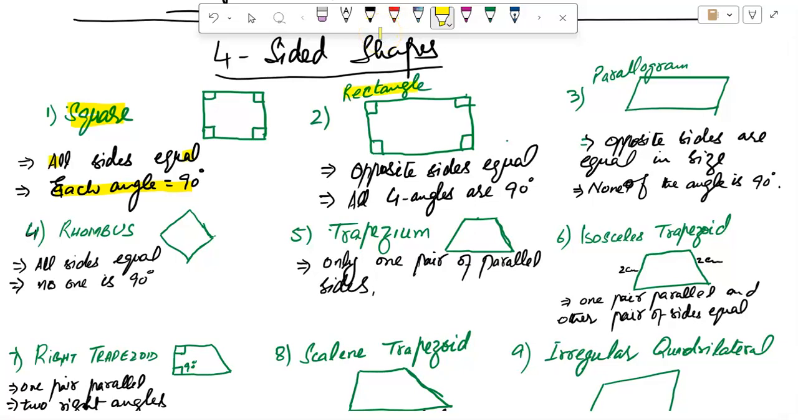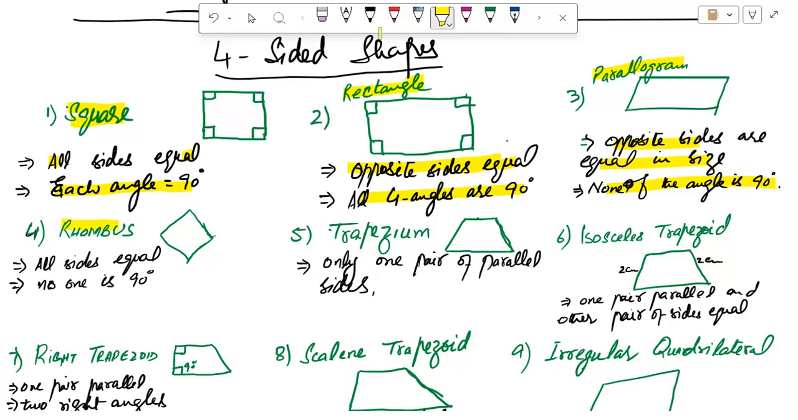Then we come to the rectangle, a very famous shape. Again, all four angles are 90 degrees, but only opposite sides are equal. All four sides are not equal, right? Then we come to the parallelogram. Parallelogram means the opposite sides are equal in size, similar to the rectangle, but there is no 90-degree angle, right? So none of them has a 90-degree angle. Only two opposite sides are parallel.